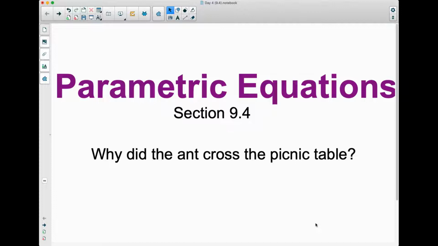So the summary I would say this would be is I'm going to give you two equations. One's going to be x and one's going to be y. All right. They're both going to have a parameter t, which we'll talk about here in a second. With those two combined, we're going to create a rectangular equation.